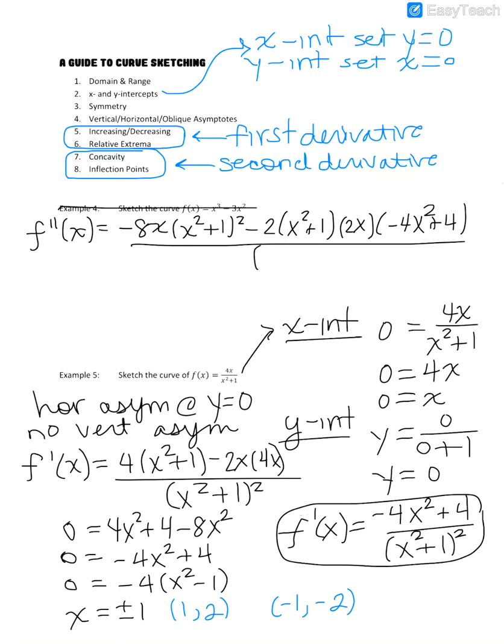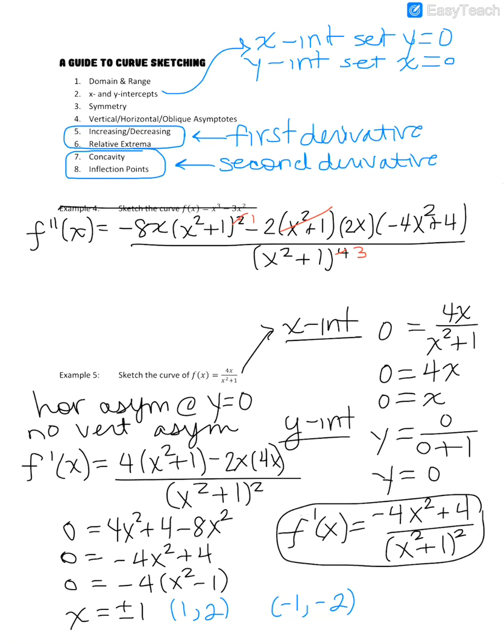All over the bottom squared, so our squared becomes a 4. All right, I'm setting this equal to 0. And let's see. I think what I want to do first is, do you notice that I have an x squared plus 1? I have 1 here. This will become a 3. This will become a 1.